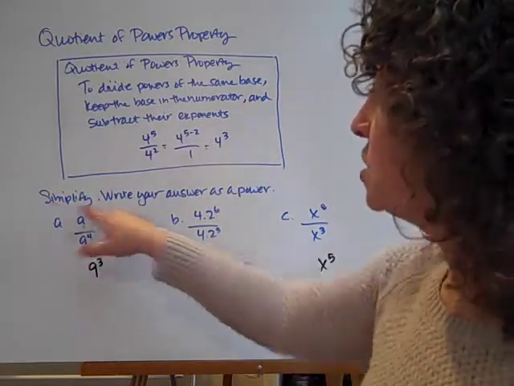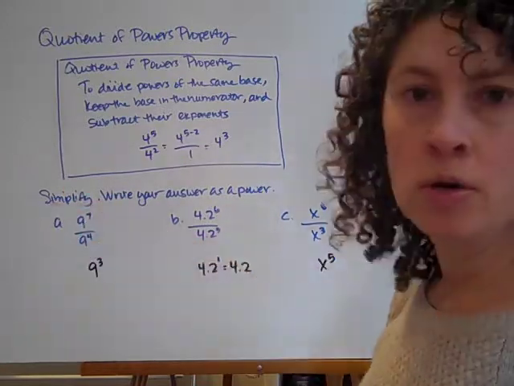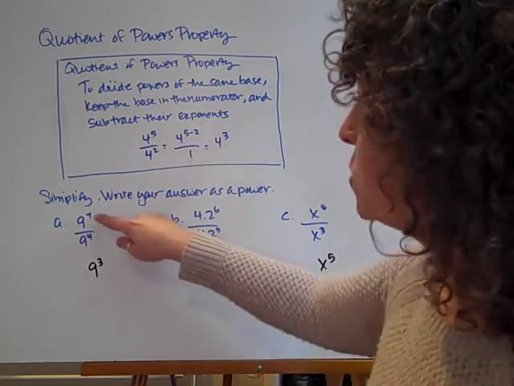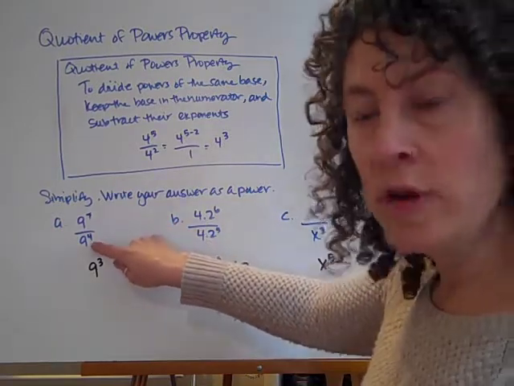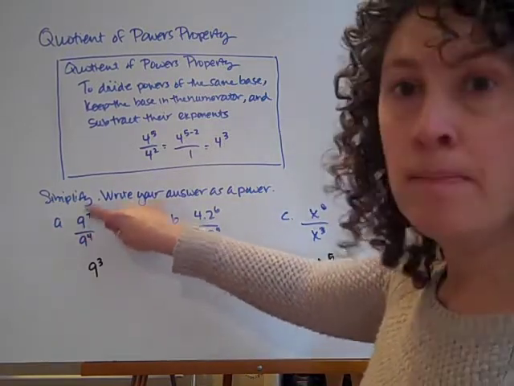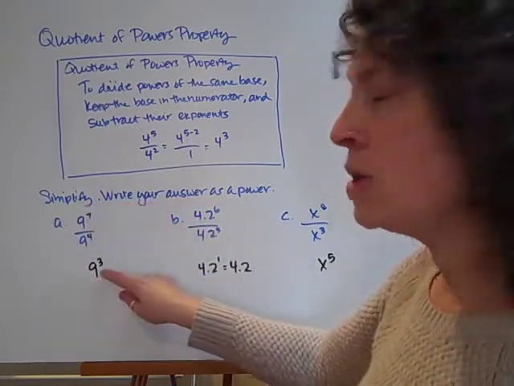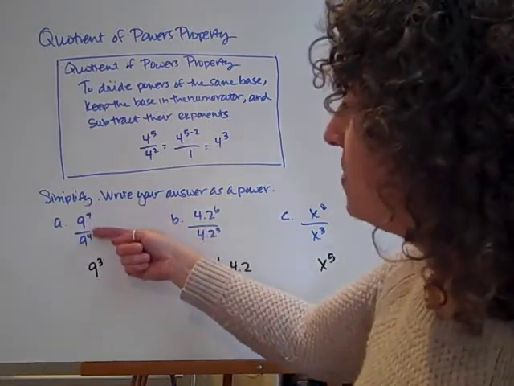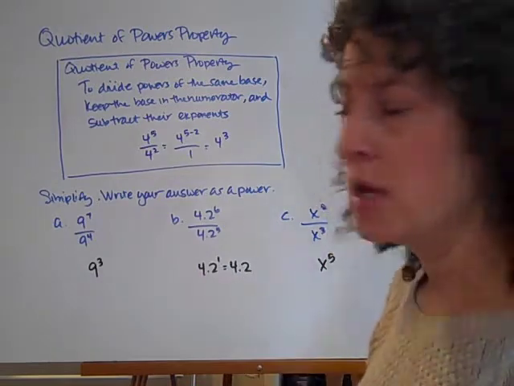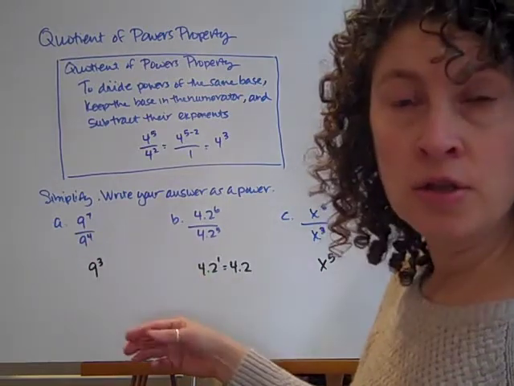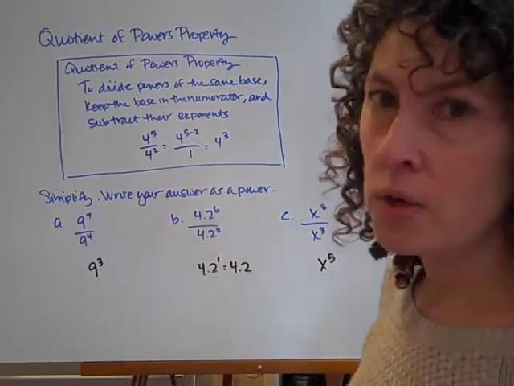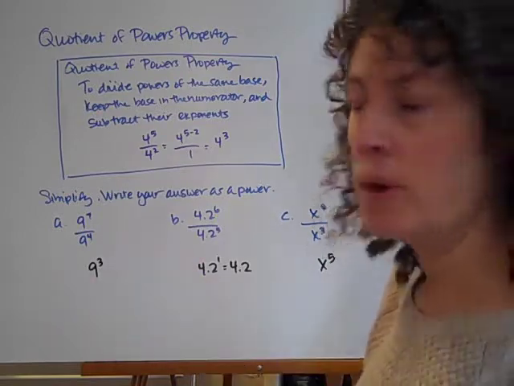So let's put this into action. Simplify, write your answer as a power. So we can leave our answers as powers here. So 9 to the 7th over 9 to the 4th. Again, they have the same base. So I'm going to keep that base in my numerator. It's a 9. And I'm going to do 7 minus 4, and I get 3. So really this is 9 to the third power over 1. But again, we don't really write it like that, so it's just 9 to the third power.